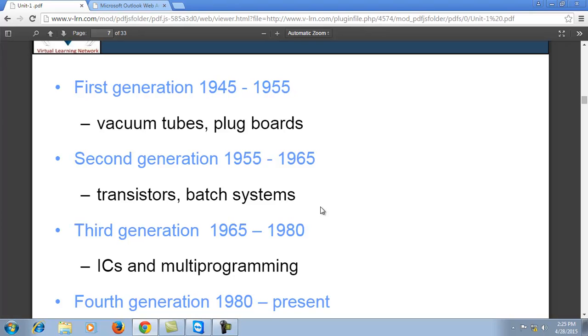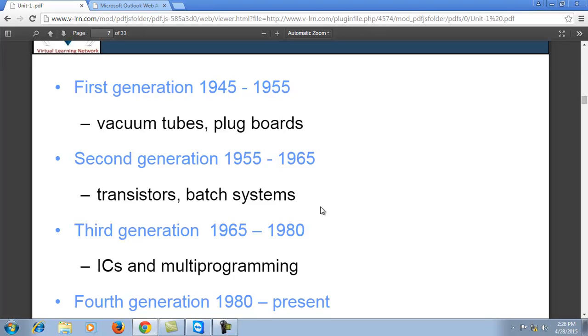In the second generation, that is 1955 to 1965, vacuum tubes converted into transistors, and we have the batch systems in which similar types of tasks we can execute by making some batch simultaneously. At the same time, multiple tasks can be executed, but all the tasks have their group of similar execution or similar kind of task.